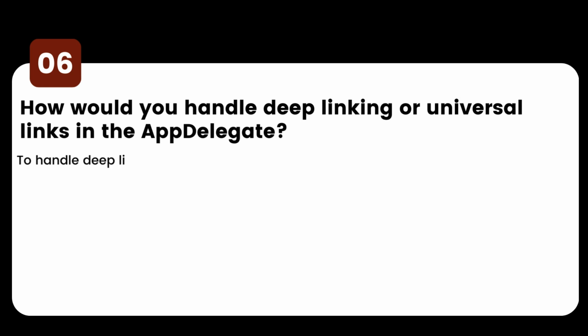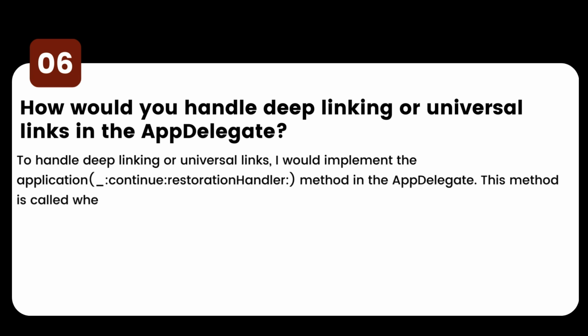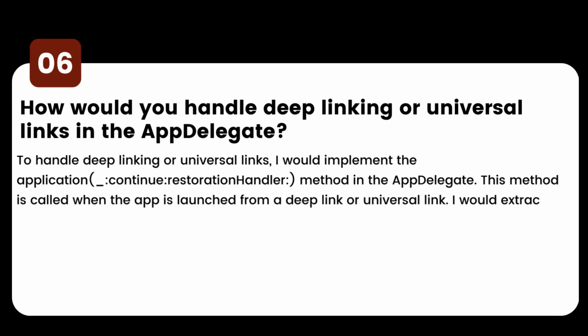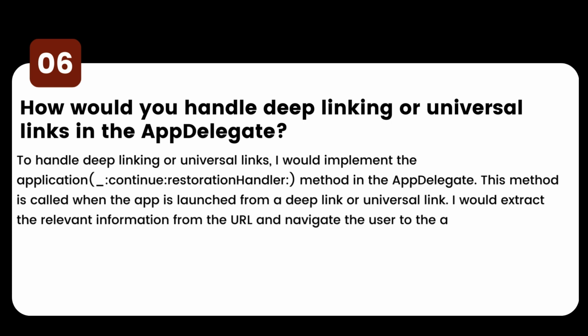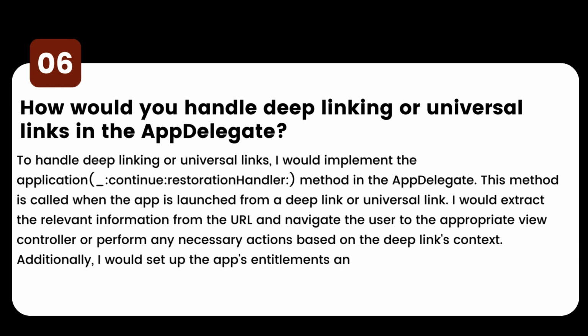How would you handle deep linking or universal links in the app delegate? To handle deep linking or universal links, I would implement the application continue userActivity restorationHandler method in the app delegate. This method is called when the app is launched from a deep link or universal link. I would extract the relevant information from the URL and navigate the user to the view controller or perform any necessary action based on the deep link's context. Additionally, I would set up the app entitlements and associated domains to support universal links.